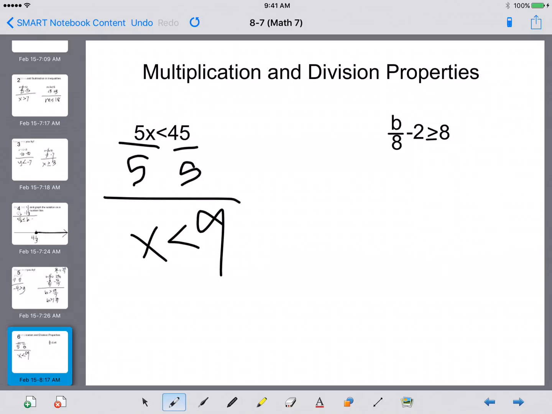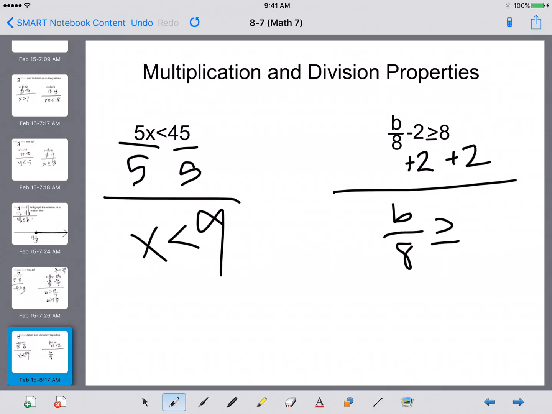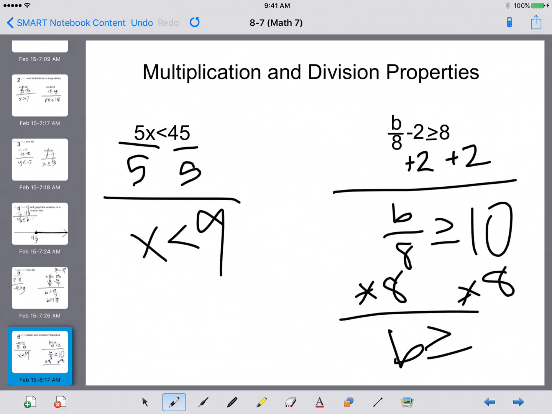Over here, first thing you need to do is get rid of the constant, so we have to add 2 because it's a minus 2. And we get b divided by 8 is greater than or equal to 10. Now you need to undo your division, so you're going to multiply it by 8. What you do to one side, you do to the other. And so you get b is greater than or equal to 80.